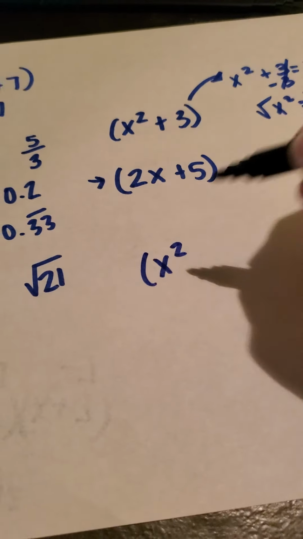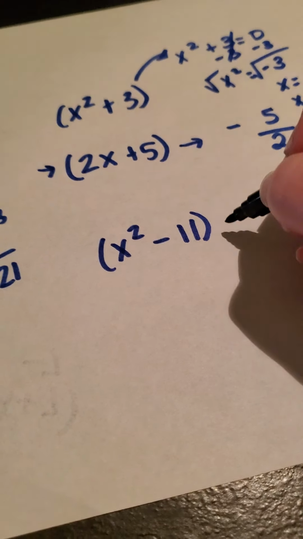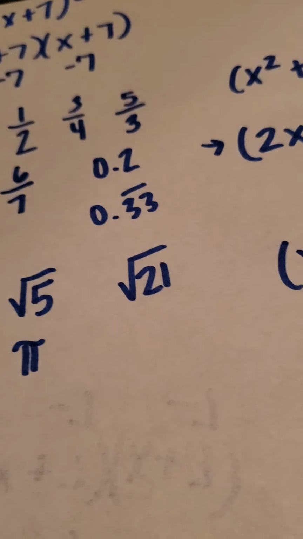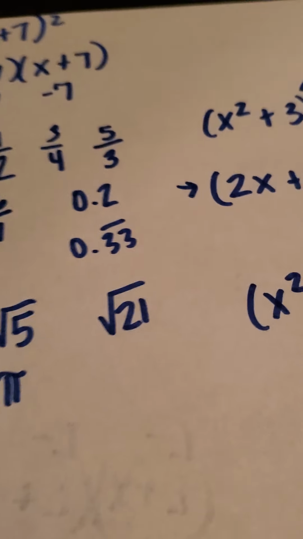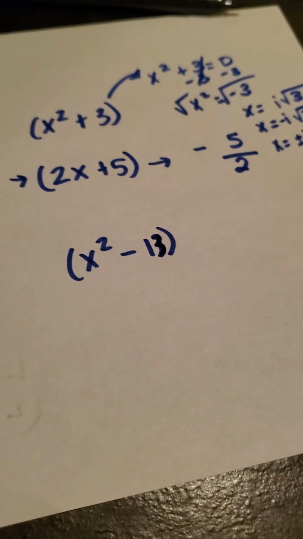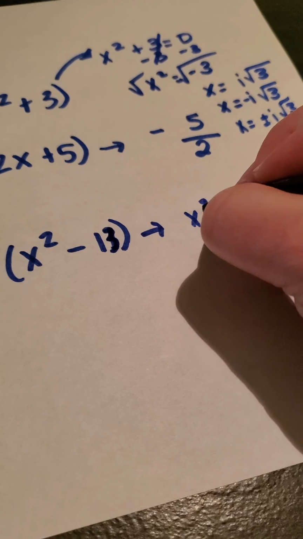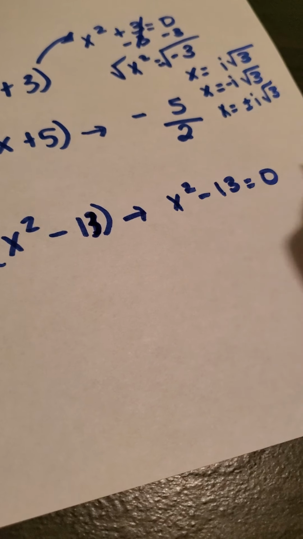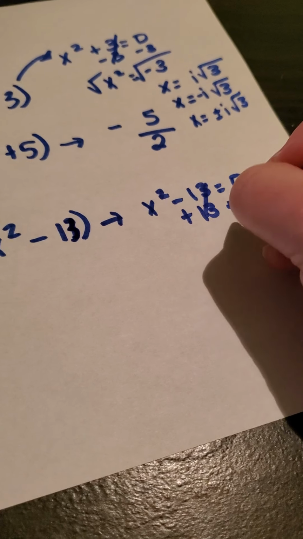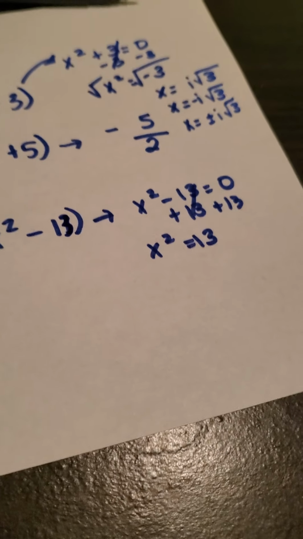If I have something like this, I hope I didn't give you that one. Let me check. Ooh, I did. Let's make that a 13. Okay, so my square is on the inside. I'm going to do the same thing. x squared minus 13 is equal to 0. I have to solve for x, so I'll add the 13. x squared is equal to 13.